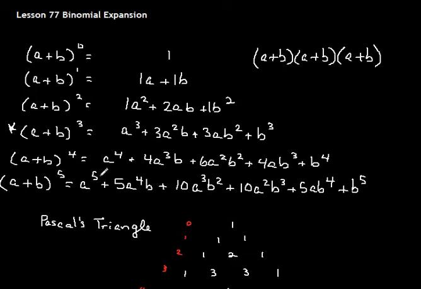A starts out to the 5th, a to the 4th, a to the 3rd, a squared, a to the 1st, a to the 0, and the b goes the opposite way. B to the 0, b to the 1st, b to the 2nd, b to the 3rd, b to the 4th, b to the 5th. The only thing that's tricky here are the numbers.